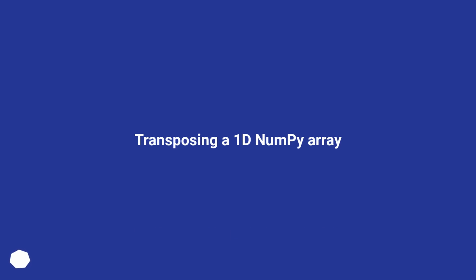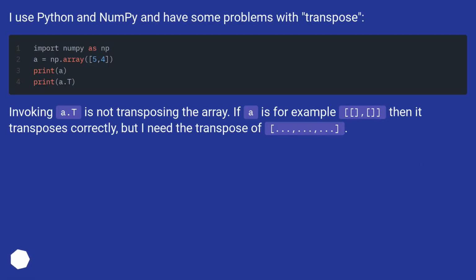Transposing a 1D NumPy array. I use Python and NumPy and have some problems with transpose. Invoking a .T is not transposing the array. If A is, for example, a 2D array, then it transposes correctly, but I need the transpose of a 1D array.